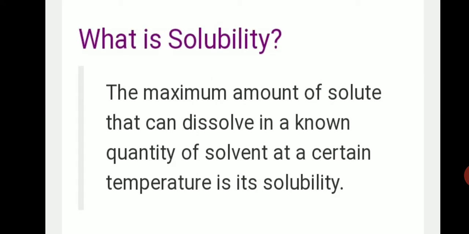In the last class, we discussed solubility. What is solubility? The maximum amount of solute that can be dissolved in a fixed quantity of a solvent at a certain temperature is its solubility. That means the maximum amount of a solute which can be dissolved in 100 grams of a solvent, that is, a fixed quantity, at a specified temperature. We call it the solubility of that solute in that particular solvent.